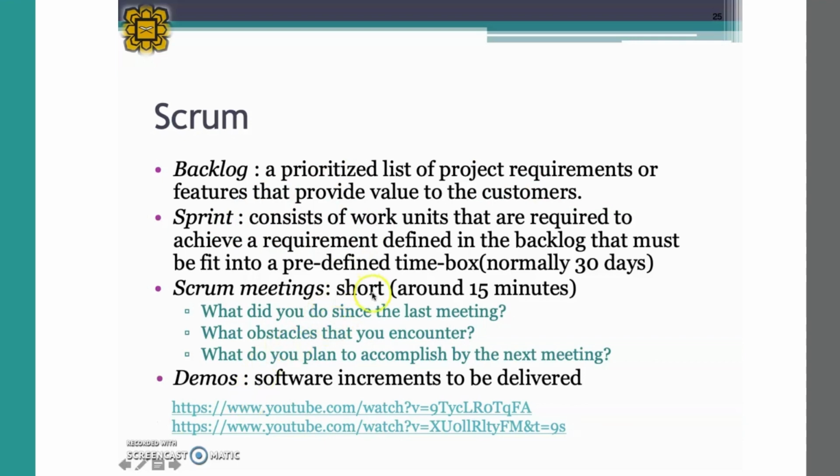In the Scrum meeting, which is recommended to be short, where everyone has to stand up, what do they report? There are 3 questions. Everyone will report on this. What did you do since the last meeting? Remember that this meeting should be done every day. So what did you do since the last meeting, which means yesterday? What obstacles or challenges did you encounter? And the third one, what do you plan to accomplish by the next meeting? That means today, before the next meeting.